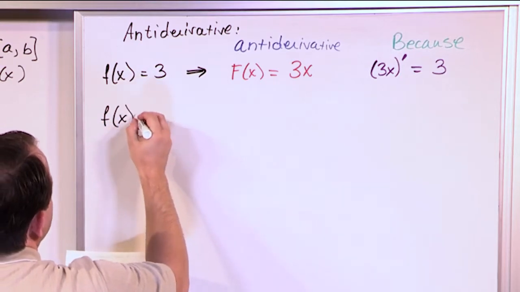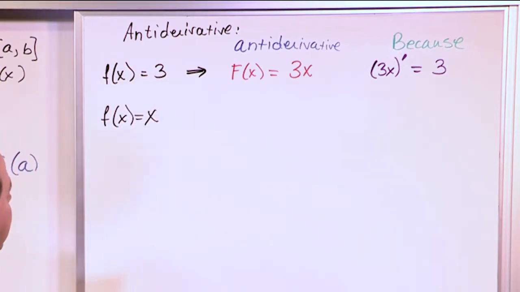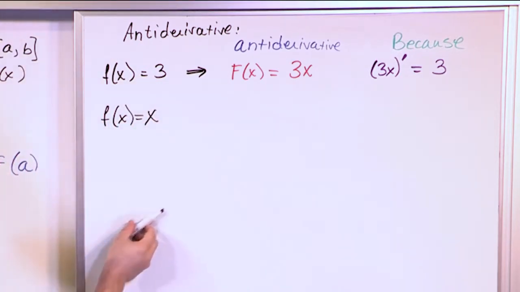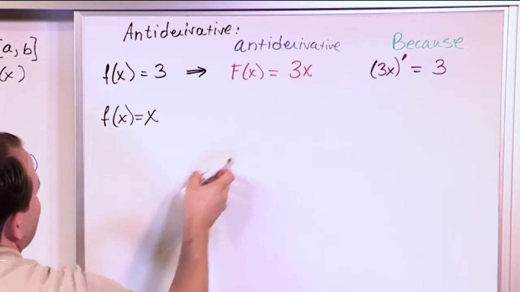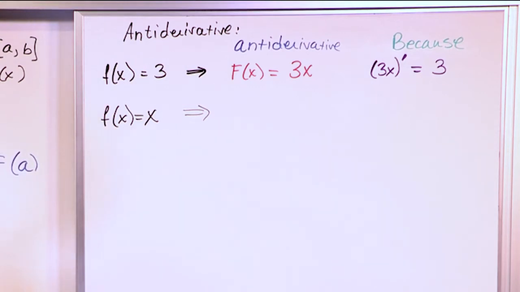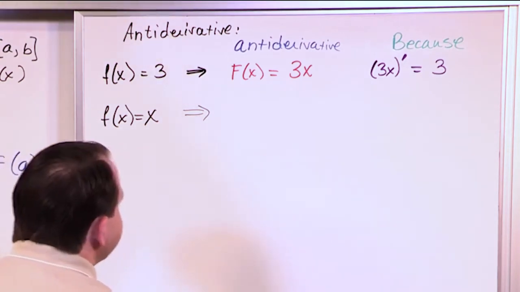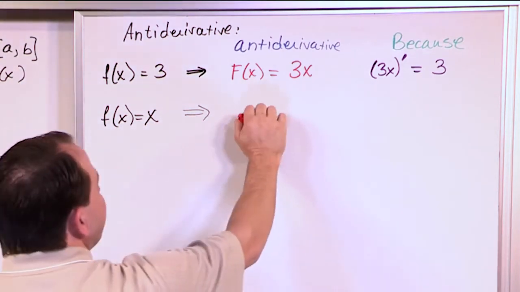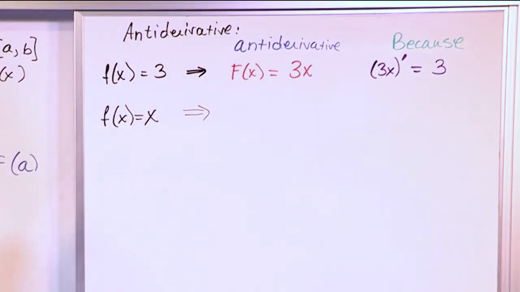What if I had another function, f of x is equal to x? So this is a clear function of x. Don't forget that looks like a 45-degree angle line, like this. So what would be the antiderivative of this? You're trying to find a new function such that if you took the derivative of this new function, you would get back what you started with.